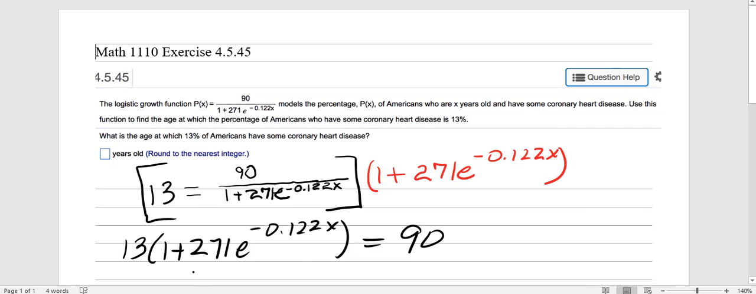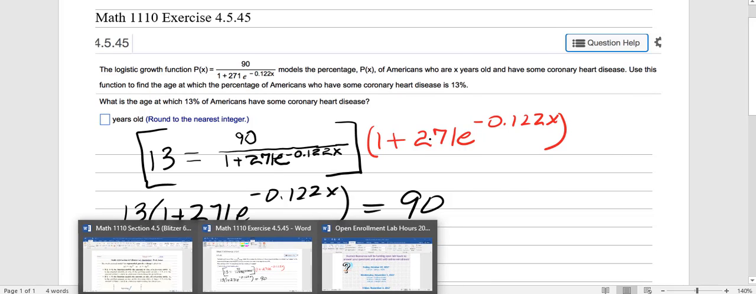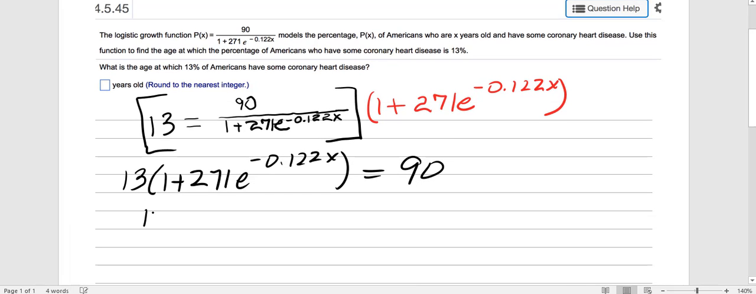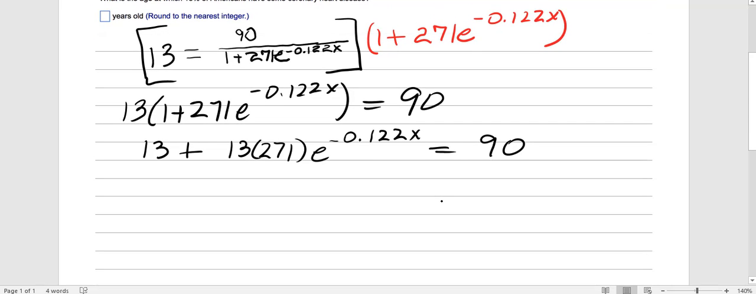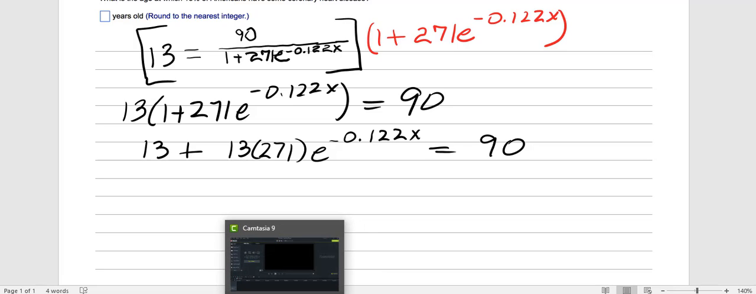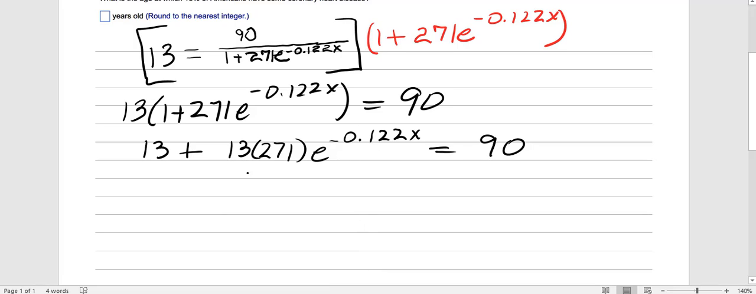All right, now I'm simply going to distribute the 13. You'll notice I'm not going to do any preliminary calculations. I'm going to put all of this into my calculating device. The right side is still simply 90. And my goal here is to isolate the exponential. That's my goal. So I'm going to do that by subtracting 13 from both sides.